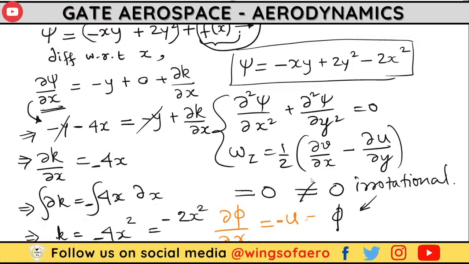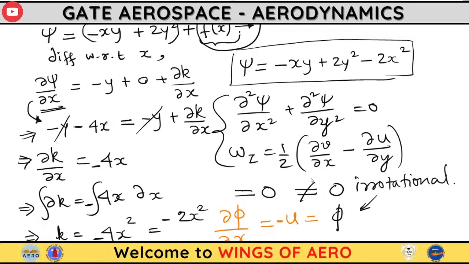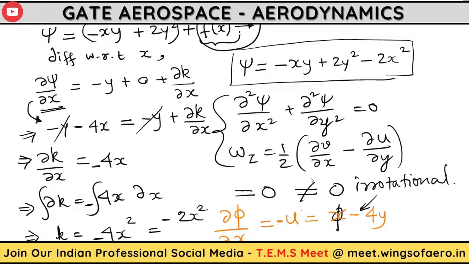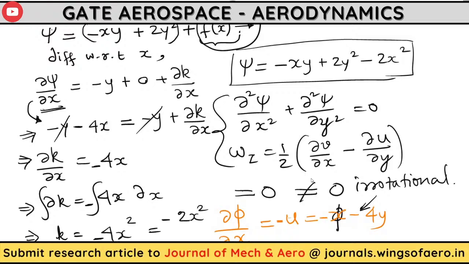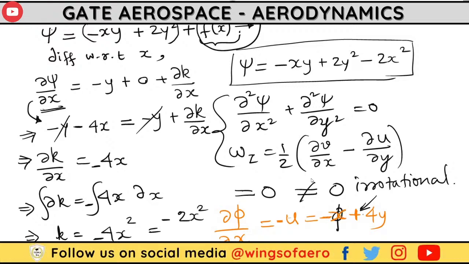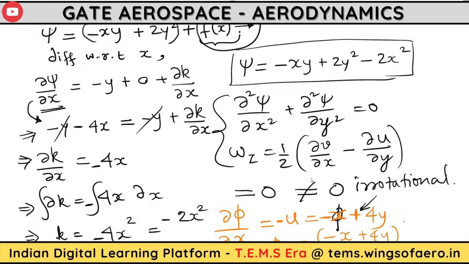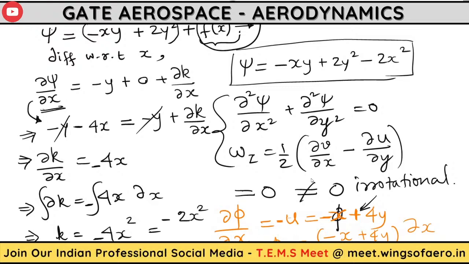And you have the u. What is the u value? You have x minus 4y. So using this, you can find out. That means here also it will become minus, isn't it? Yes, ma'am. So it becomes minus x plus 4y. Then to find phi, from del phi equals minus x plus 4y, you have to integrate that with respect to x. Let me erase this part completely.